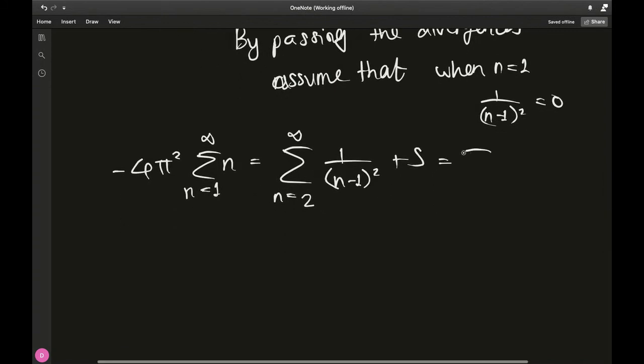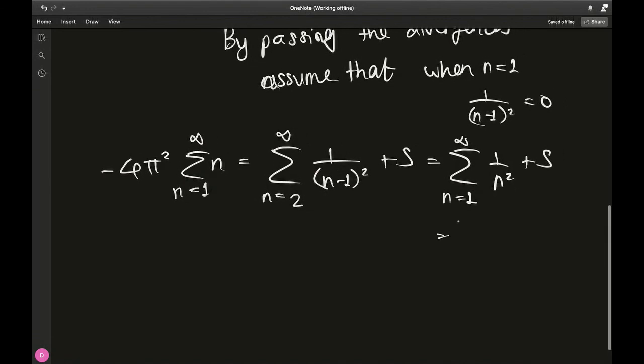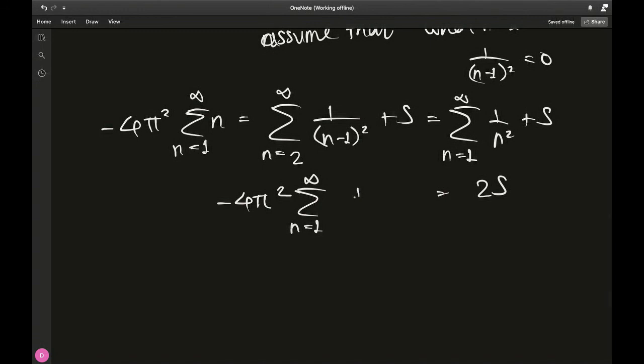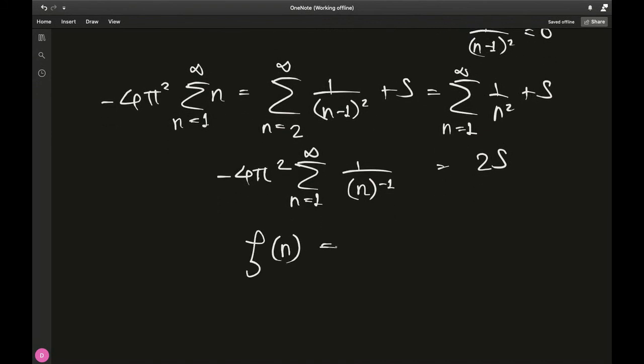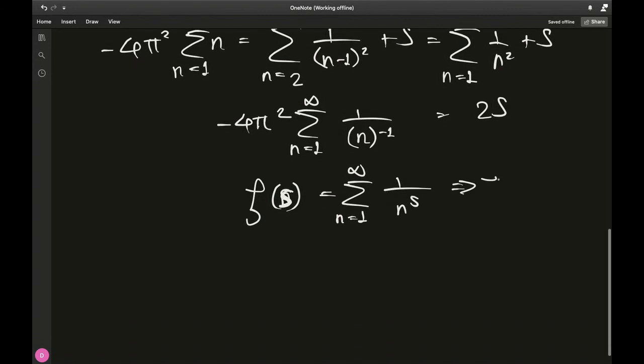This, by reindexing, turns out to be sum from n equals 1 to infinity of 1 over n squared plus s, which is basically the Basel problem again added with the Basel problem. So 2s is equal to minus 4 pi squared sum from n equals 1 to infinity. Now I can write n as 1 over n but raised to the negative 1 power. And I'm doing that because remember the Riemann zeta function of, say, s is defined as sum from n equals 1 to infinity of 1 over n to the s. So we essentially have, for our purposes, the Riemann zeta of negative 1 over here.